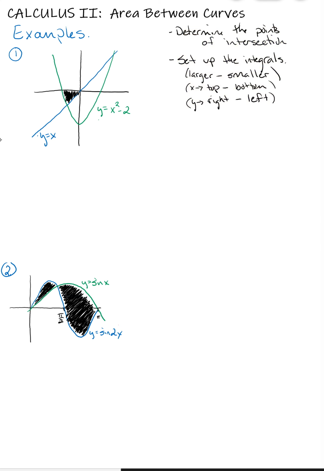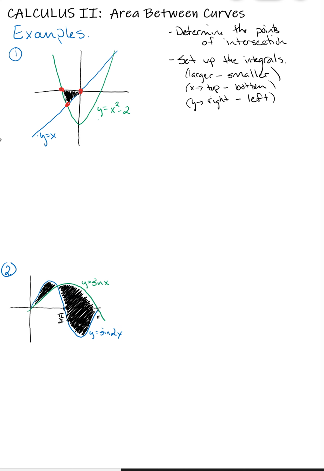All right, so again, this is very informal. I just want to quickly go over how to set these up. So first off, let's find the points of intersection. In example 1 here, we've got the line y equal to x, and we have the curve y equal to x squared minus 2. Notice our points of intersection are here, here, and here. So we've got 3 points of intersection.